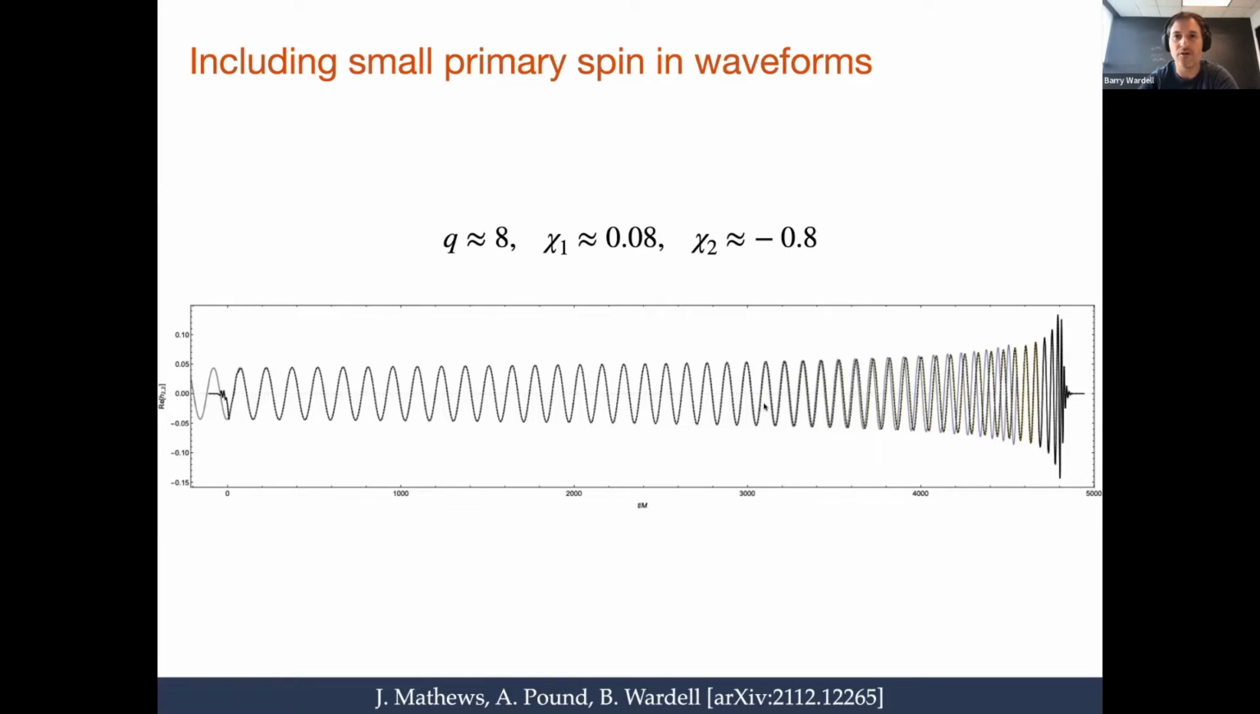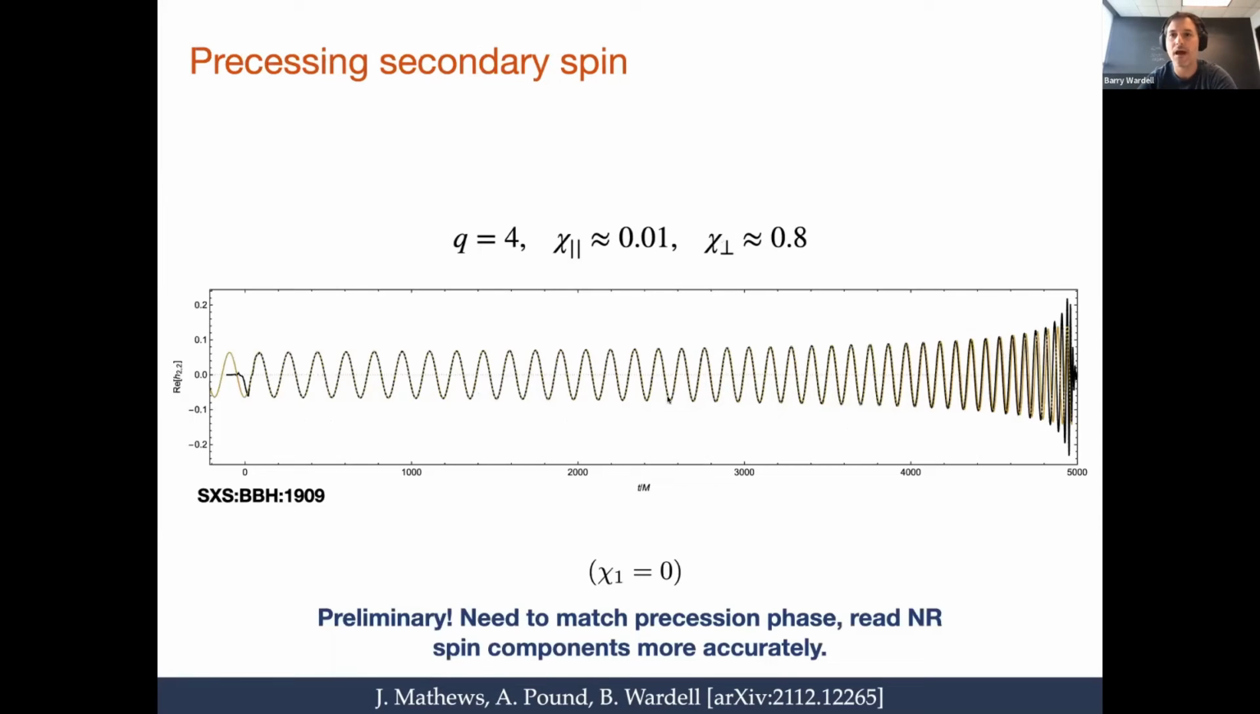And then the last thing we can do is we can also add that precessing spin. And here's an example for that, which is somewhat preliminary, but has added precessing spin.